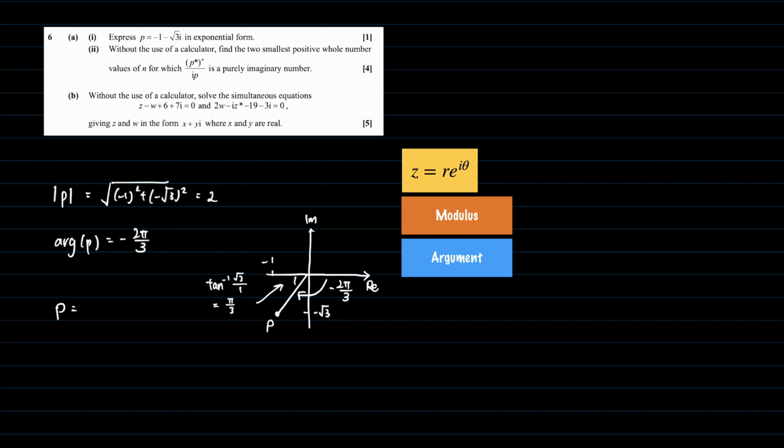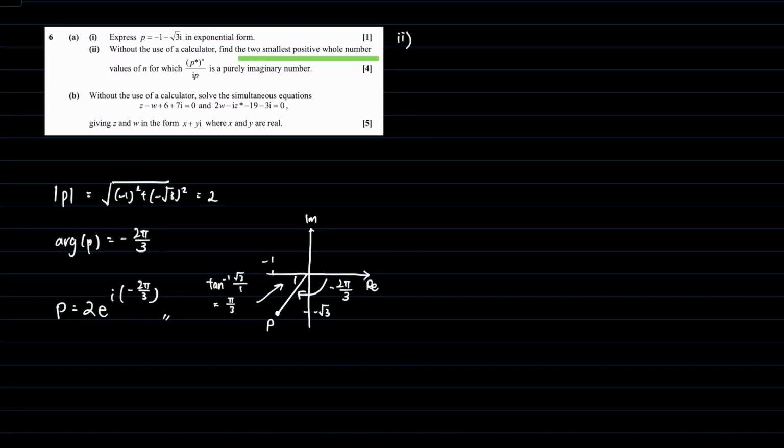So putting them together, the exponential form of p is 2e to the power of i multiplied by -2π/3. In part 2, we want to find the two smallest positive whole number values of n, for which this expression is a purely imaginary number. In such scenarios, let's always try to simplify the expression as much as we can so that we can make use of the argument to illustrate it as a purely imaginary number.